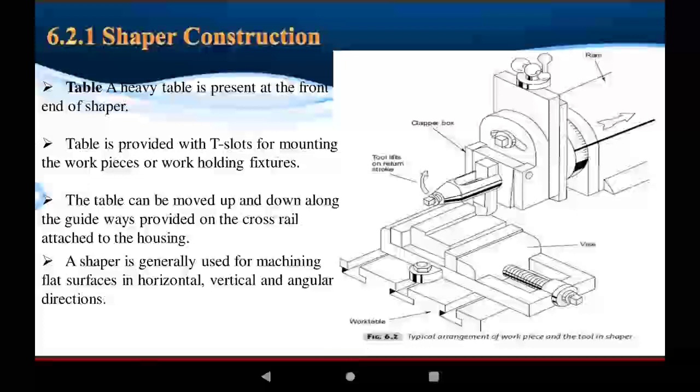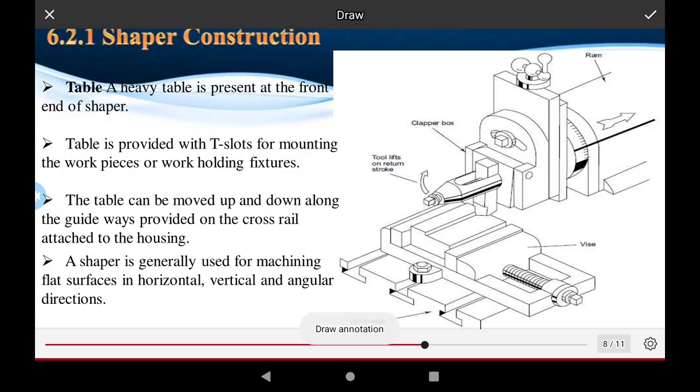Now I consider the elements of the shaper machine. There are some components present in this shaper machine. This is the ram, and the return motion of the ram is linear motion. This is the arm, and this is the headstock.